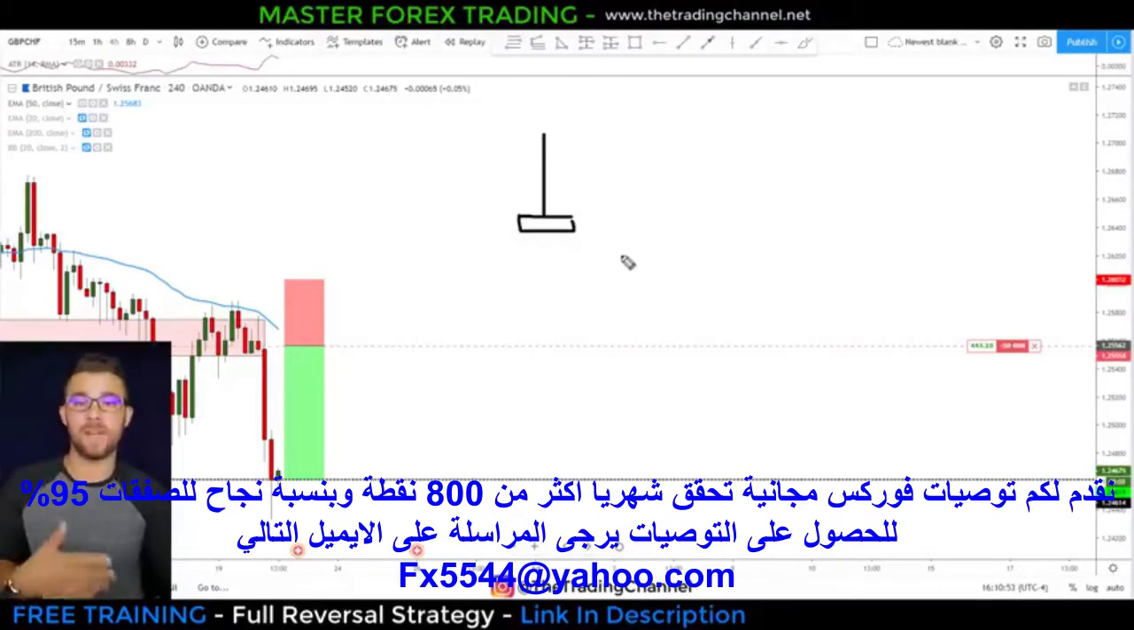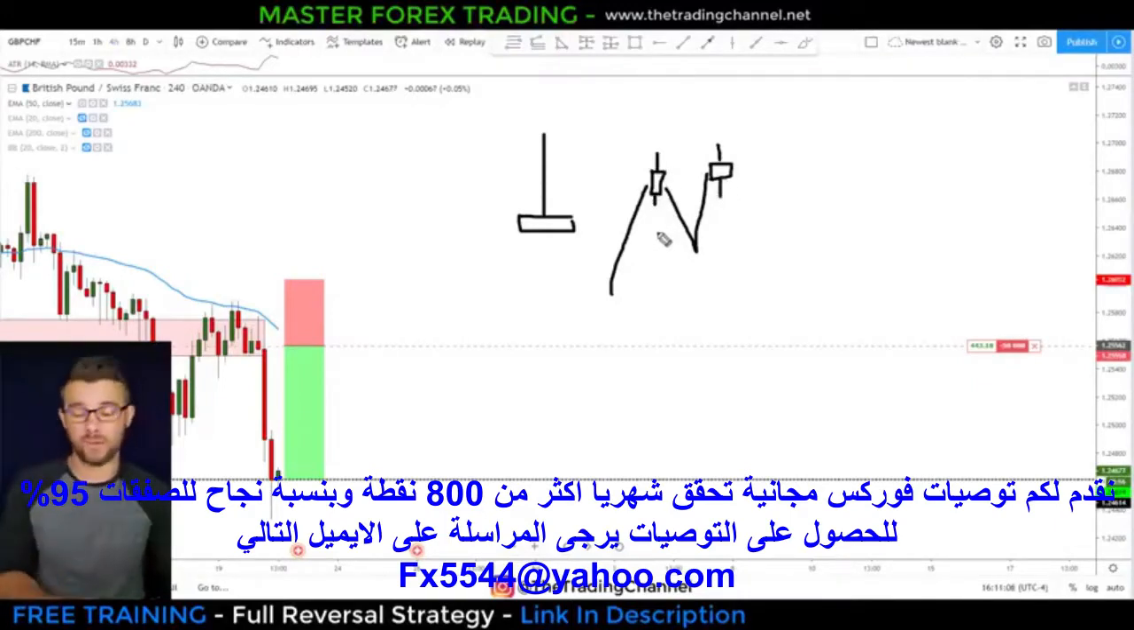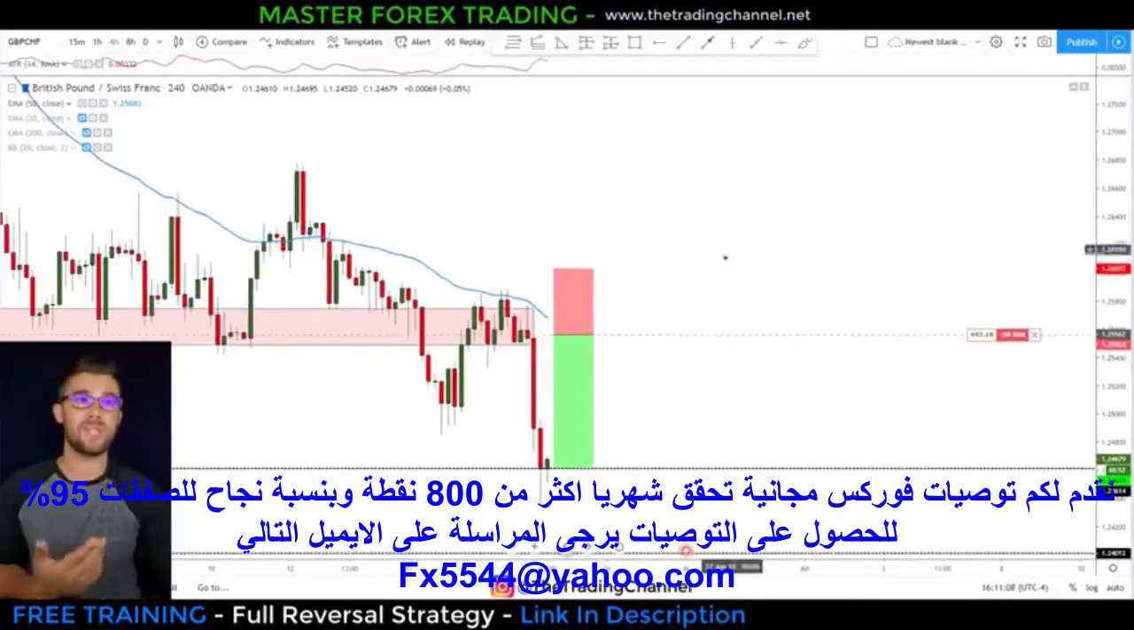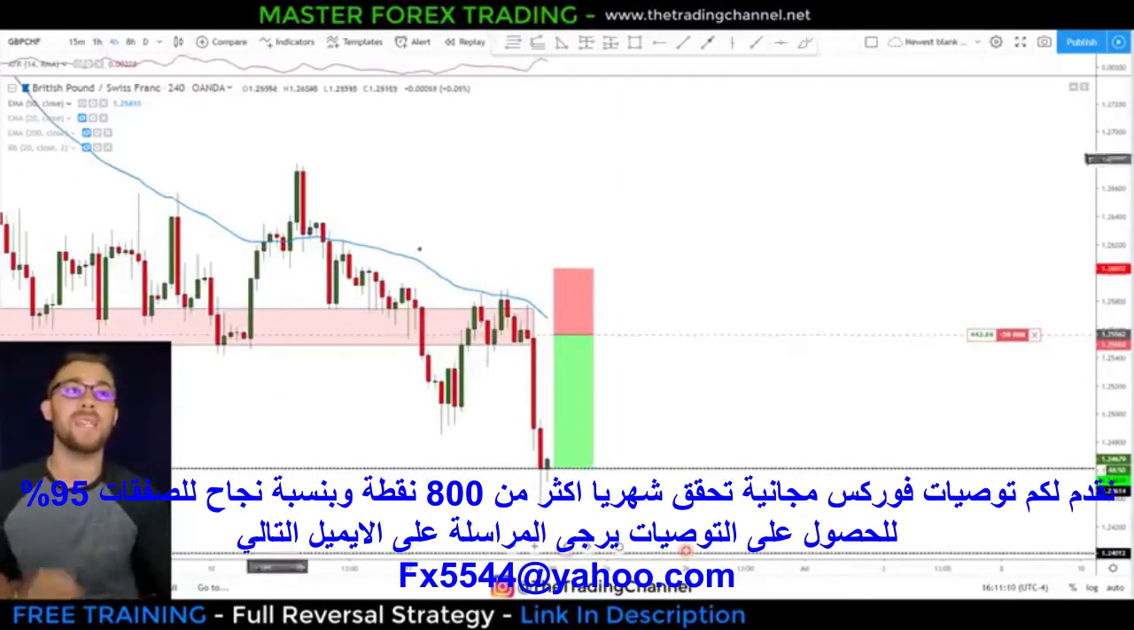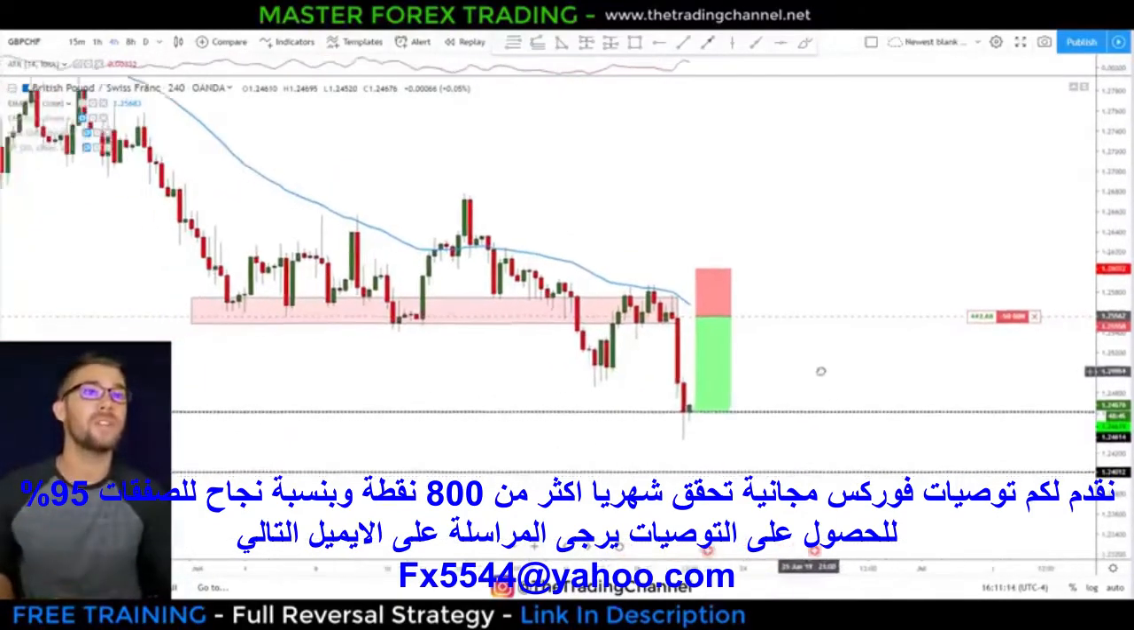Whereas a price action pattern, the difference between the two, would be something more like a double top scenario like this. So what I'm looking for is either a price action pattern on a lower time frame or a candlestick pattern on a higher time frame. Now in this specific scenario, what we ended up getting is a 1 hour double top in this area. So let's go down to the 1 hour chart.